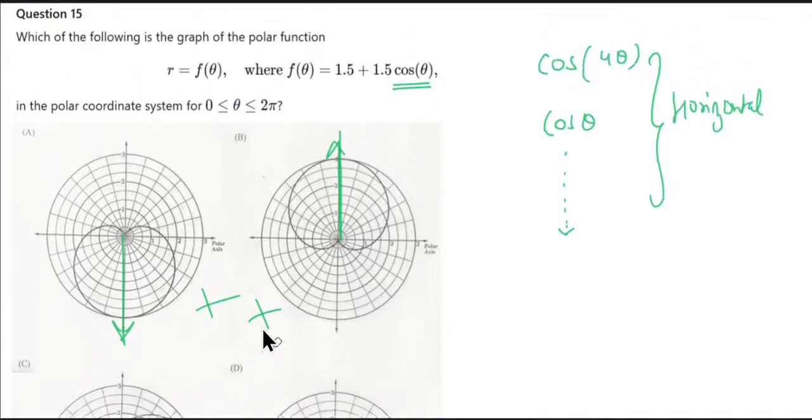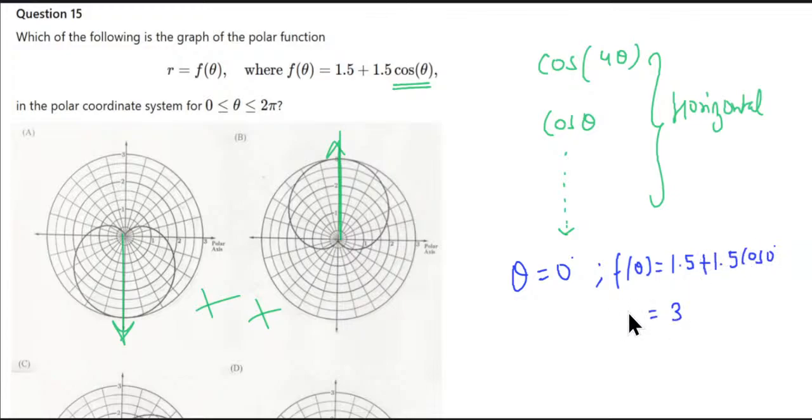So that's when you can just put in a very easy number instead of theta. Just put theta as 0. So the value of r, or f of theta, will be equal to 1.5 plus 1.5 cosine of 0. Cosine of 0 is 1. 1.5 times 1 is obviously 1.5. 1.5 plus 1.5 is 3. So the value of r comes out as 3.